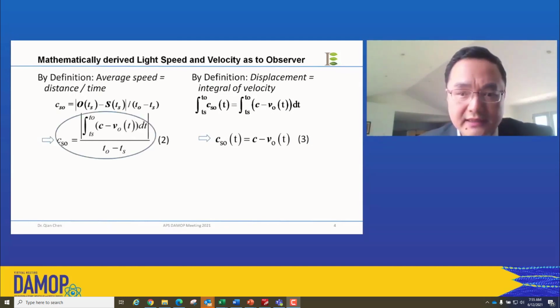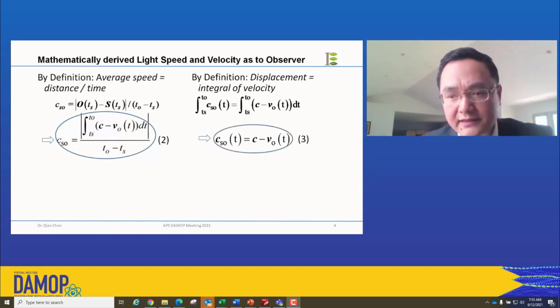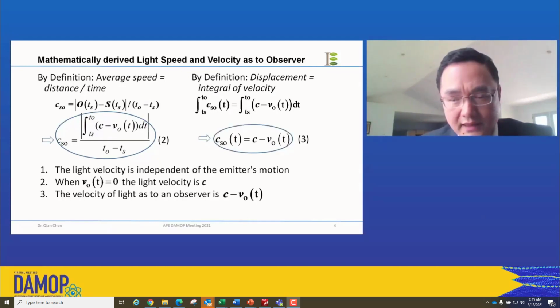First, this is the formula for the light speed, mathematically derived, and this is the formula for the light velocity. Based on this formula, the light velocity is independent of the emitter's motion. If Vo is 0, the light velocity is c. However, the velocity of light as to an observer is c minus Vo. That's the most important result of this theory, which is mathematically derived.